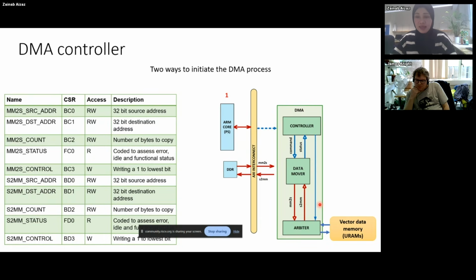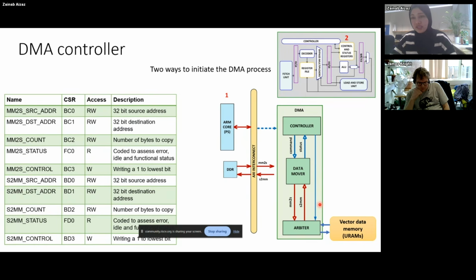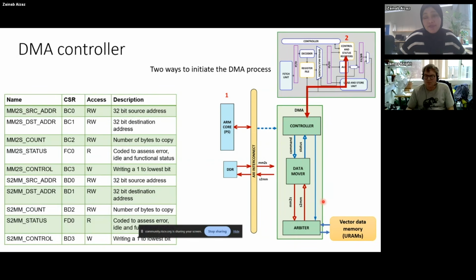But there's another way, which is the CV32E40X core, and we use its control and status registers to do this work. We send instructions in the instruction memory, and then the CSR instruction makes this happen and writes on the control register to perform the same task. The addresses of the CSRs that we coded are BC0, BC1, and so on, written over here. So we can initiate the DMA transaction using the ARM core, or using the CSRs, both ways.